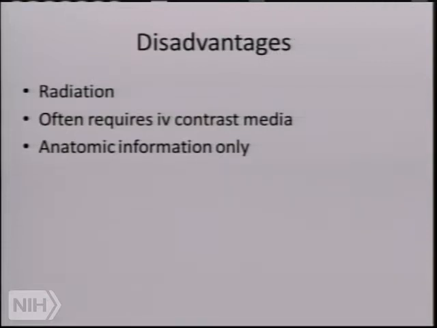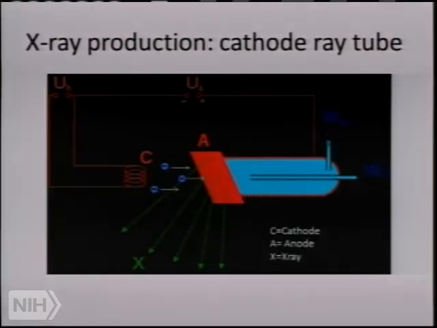But there are some drawbacks. Every time you use CT, there's a certain amount of radiation that's absorbed by the patient. It often requires the use of intravenous contrast media, which we'll talk about. And at the end of the day, what it provides you with is anatomic information, but not anything about the physiology of what's going on in a tumor.